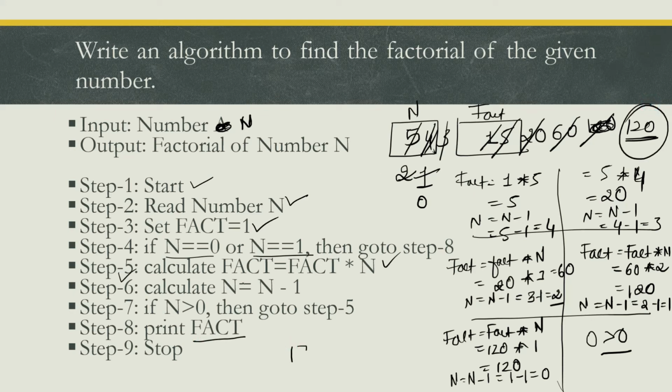It is 120. Now you can see 5 factorial, as I told you, is equal to 5 into 4 into 3 into 2 into 1, which is equal to 120. We are getting the same result here, right? If you have any doubt regarding the solution of this, you can write in the comment box. I hope you got it.